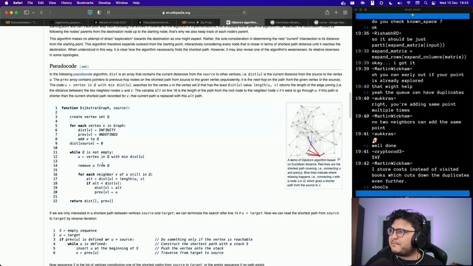But anyway. So remove Q. While the queue is not empty, pop one. Also, okay, just say pop, dude, please. Okay, pop. And then grab all its neighbors. Still in queue. So this still in queue basically is our not visited stuff.